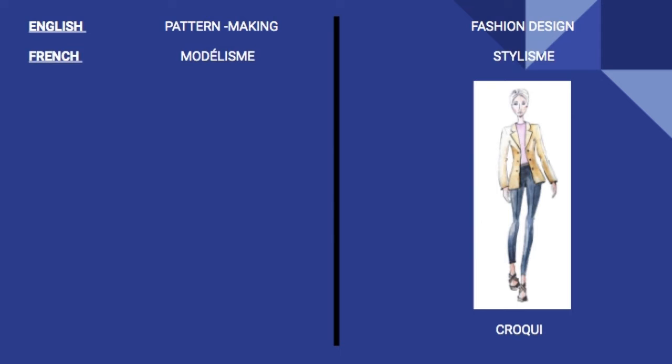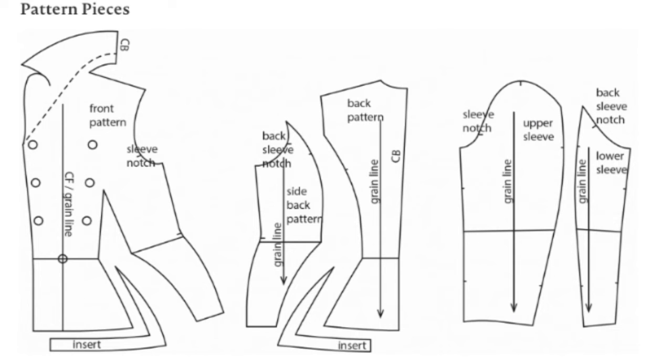For the sake of simplicity, let me show you what the final pattern pieces look like while designing a jacket. For a typical jacket, a typical set of patterns look something like this. This diagram is simply an example and it is not the actual pattern for the drawing which I showed you above.